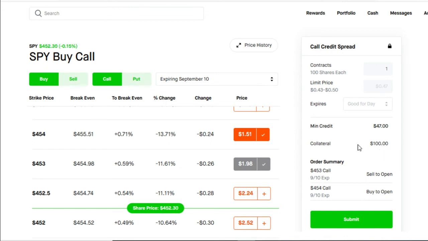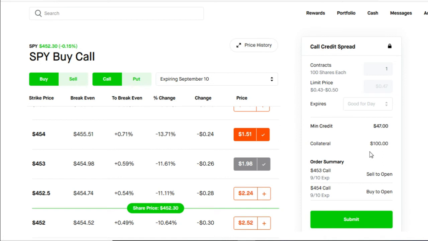So how do you win with a spread? Well, if on September 10th, SPY is trading at your sell call, which is going to be 453, then you get to keep your minimum credit and you get your collateral released back to you. And now you're able to do a spread again for the following week.